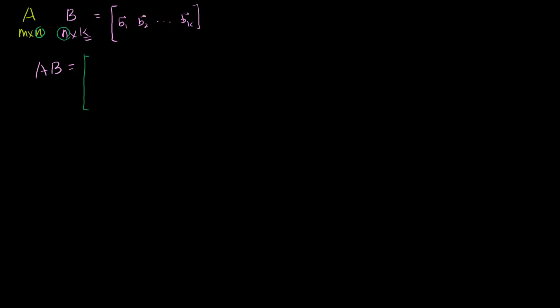So it's equal to A times B1. And then the second column of our product is going to be A times B2. Our third column is going to be A times B3, all the way to A times BK.